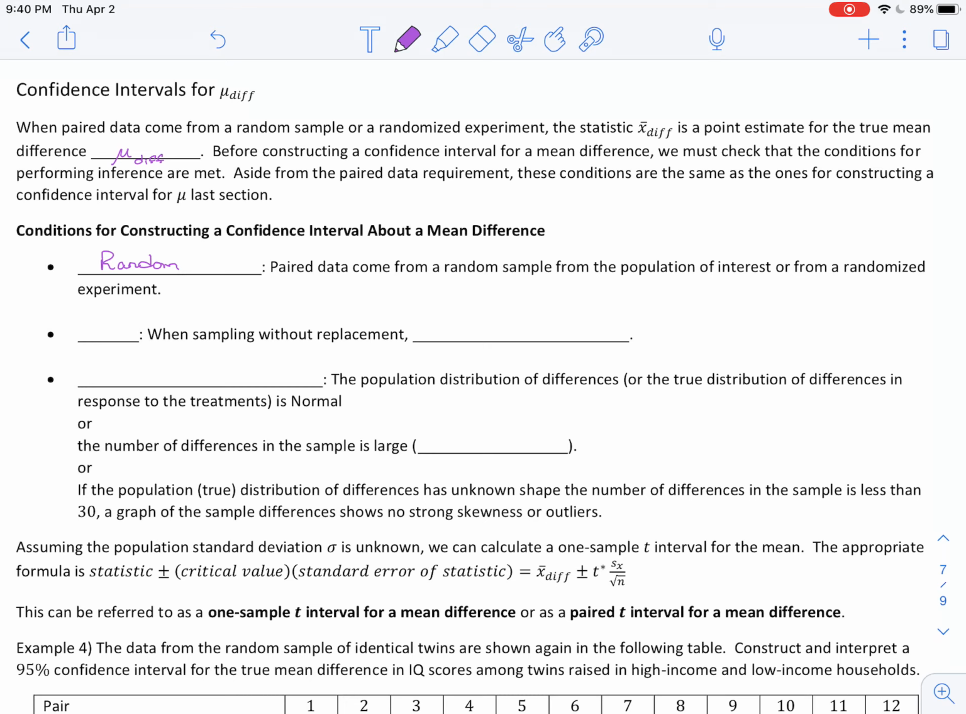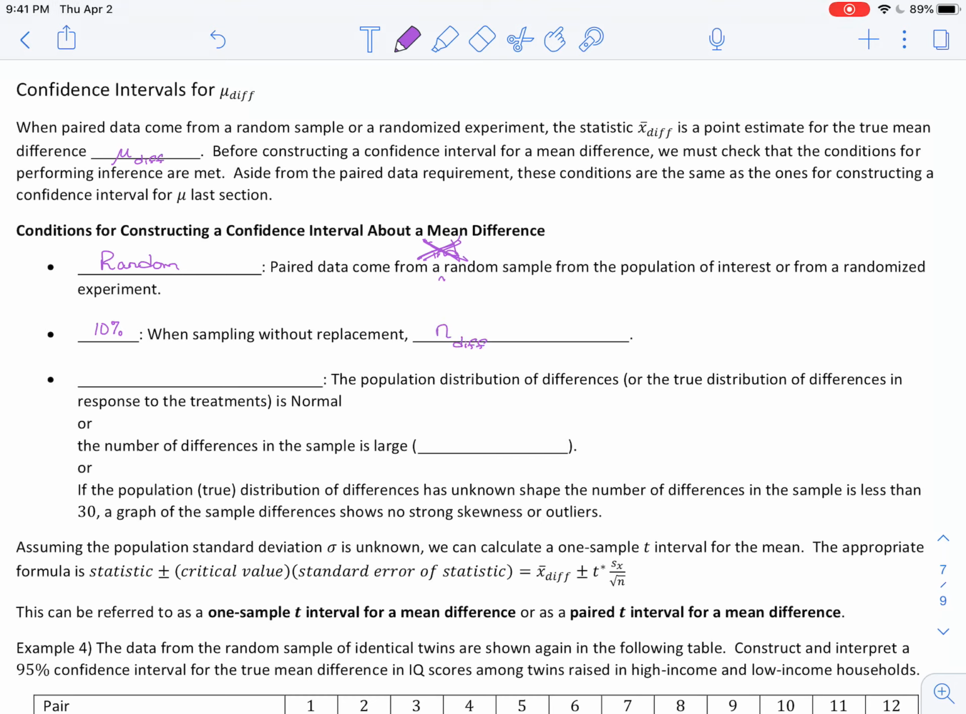So we're going to talk about the random condition. The paired data come from a random sample from the population of interest or from a randomized experiment. You'll notice that it's not saying independent random. That word is very intentionally not in here. This is paired data. It will never be independent. These two groups are linked intrinsically.